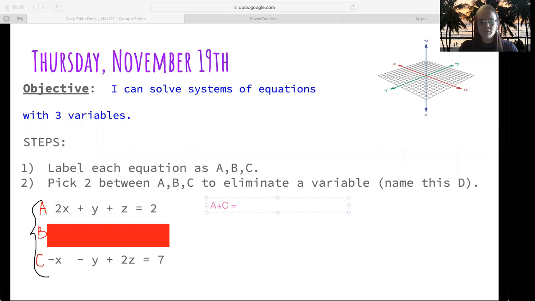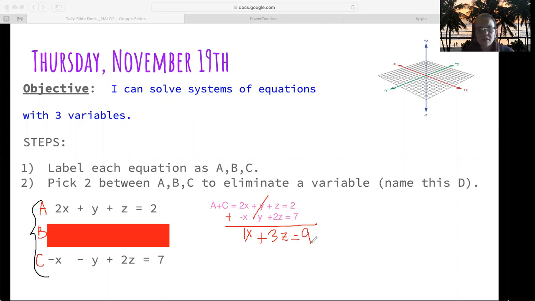So I'm just going to rewrite this over here. So A is 2x plus y plus z equals 2. And then my C is negative x minus y plus 2z equals 7. Now I can eliminate these. So I'm going to add them together. 2x minus x gives me 1x. My y's cancel. 1z plus 2z gives me 3z equals 9.